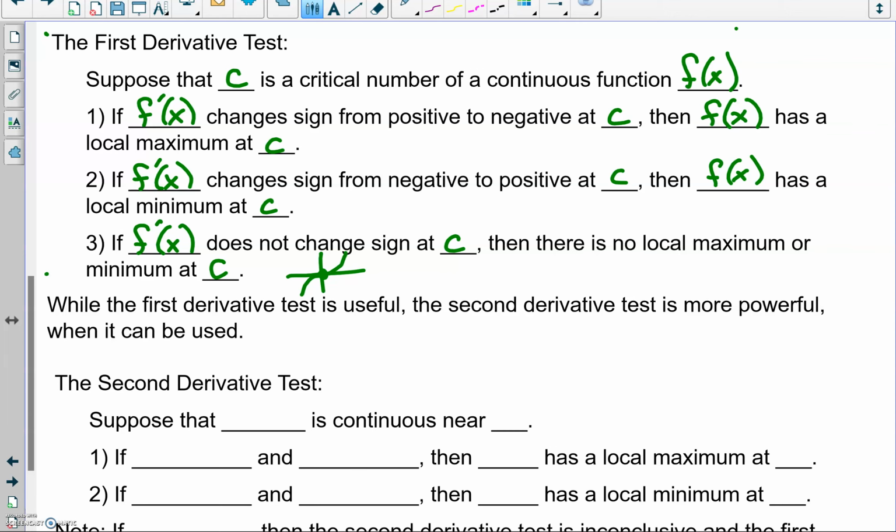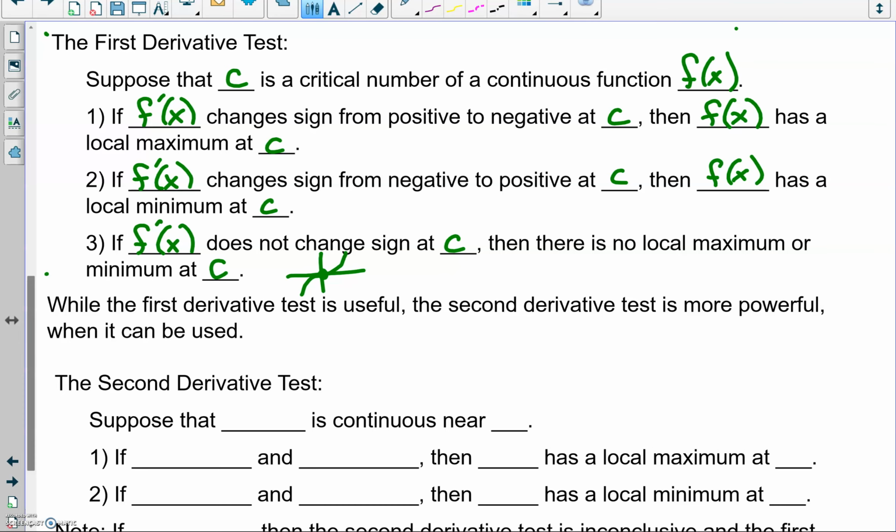Part 2 of derivatives and the shapes of curves. We left off in part 1 looking at the first derivative test, which basically says that if you have a sign change on your f prime of x, then you're going to have either a local maximum or a local minimum at the critical point where you're seeing the sign change.